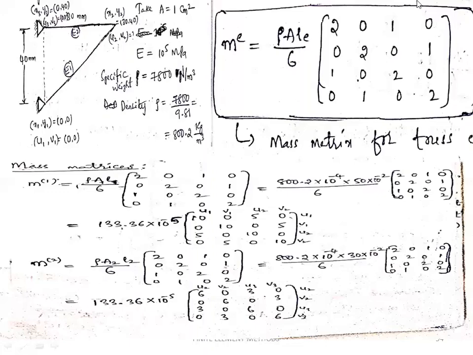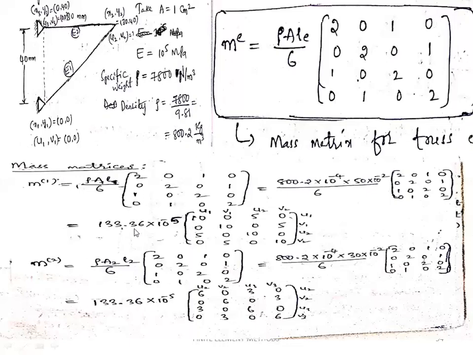The remaining matrix is only a matrix of numbers, so there is no need to worry about that. We only need to know rho, E and L. Once you know these, it is very easy to calculate the mass matrix. Here we are going to use the consistent mass matrix formula, which is called the consistent mass matrix, to calculate M1 and M2.